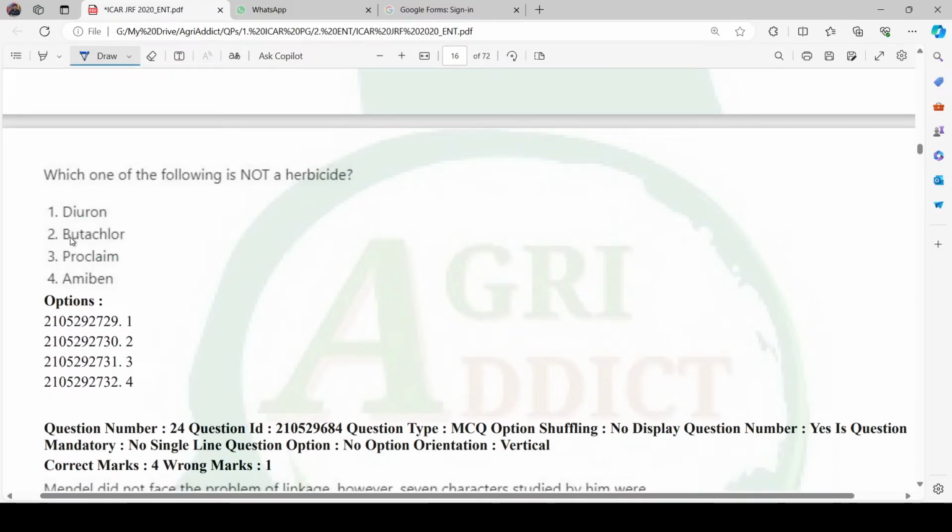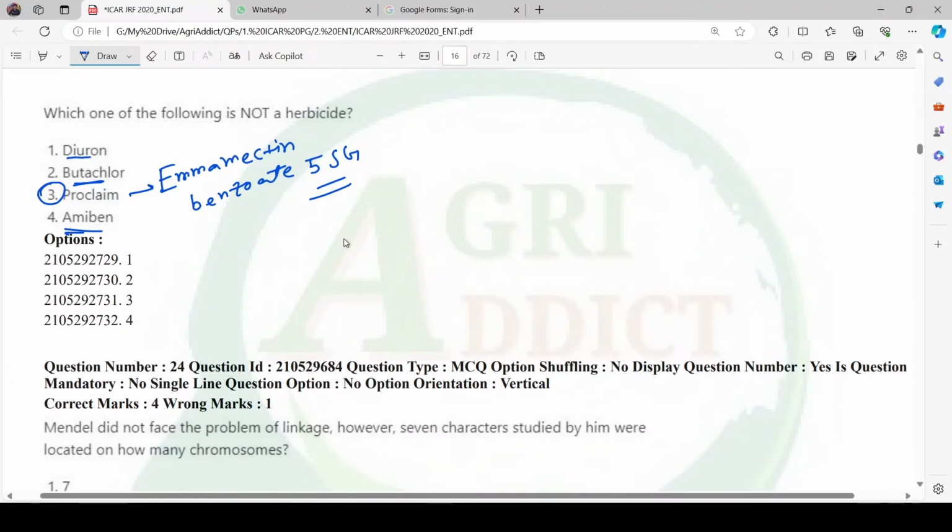Then which one of the following is not a herbicide? Diuron is a herbicide. Alachlor and butachlor are herbicides. Amiben is a herbicide, but Proclaim is not a herbicide. It is the trade name of emamectin benzoate 5 SG, soluble granules. Emamectin benzoate, or Proclaim, can be used for killing fall armyworm and various other pests.